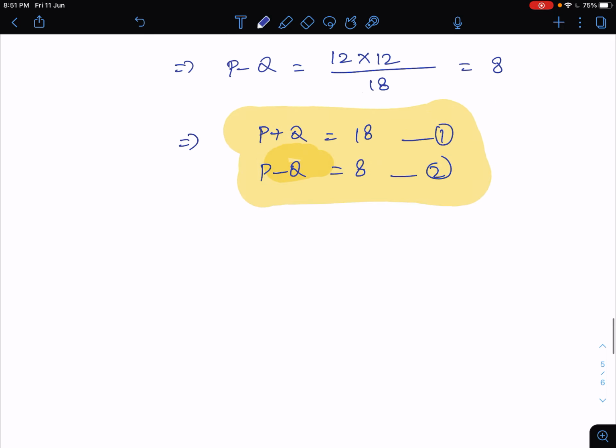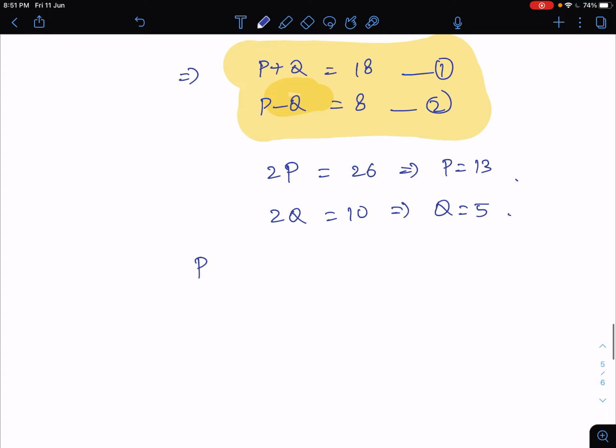If you solve these two equations, if you add them, you will get 2P is 26, that is P is 13. If you subtract them, you will get 2Q is 10, that is Q is 5. So the larger force is 13 Newton and the smaller force is 5 Newton.